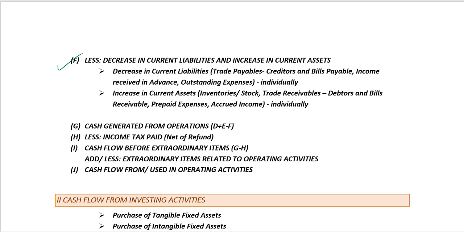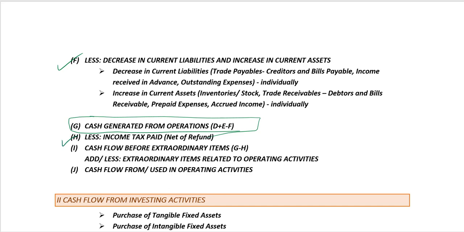So if there has been a decrease in the current liability and an increase in the current asset, the difference will be deducted. I have already gone through the list of current liabilities and the list of current assets. So we will go on further. After doing this adjustment, what we arrive at is called cash generated from operations. Now we end with the cash flow from operating activities over here in the absence of income tax. But where there is income tax paid, the amount paid net of refund has to be deducted.